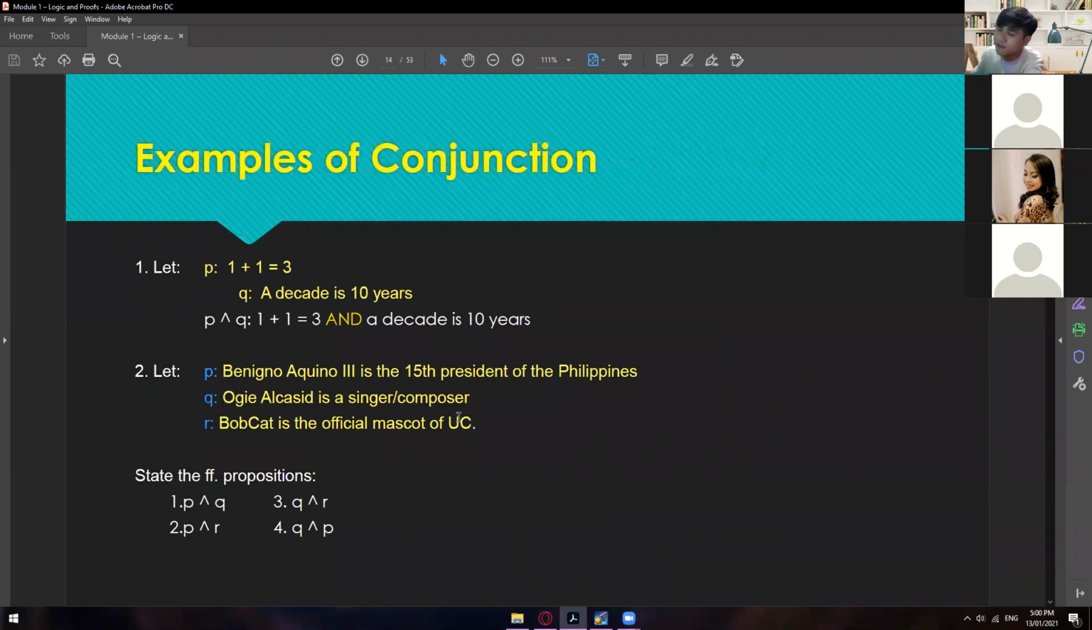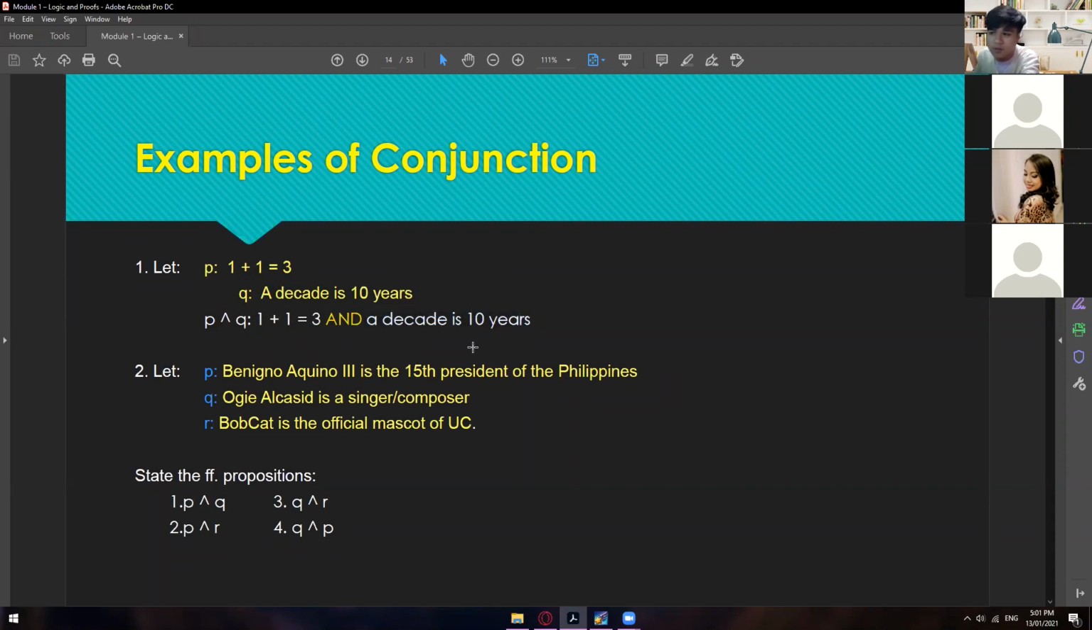So let's have some examples here of conjunction. Number one. P is 1 plus 1 is equal to 3. And then another statement is Q, a decade is 10 years. If you're going to combine those two using conjunction, it will result as P and Q. Kopyahin mo lang to, lagay mo dito, and then ilagay mo yung symbol or yung pangalan mismo ng symbol na to, which is AND, and then kopyahin mo lang din to, and then ilagay mo dito.